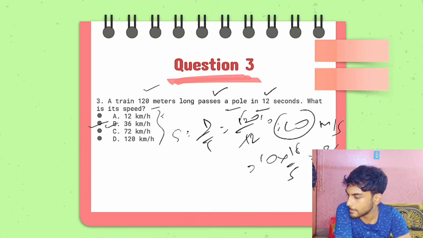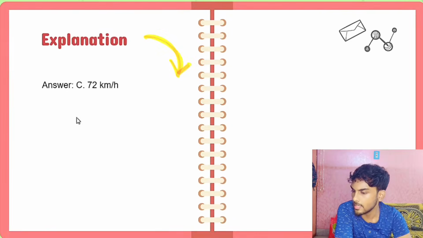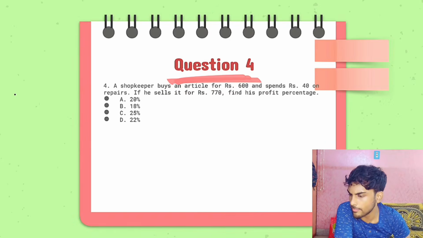You need to keep it in mind. Let's go to the next question once again. Here's the explanation. This question is from Profit and Loss. A shopkeeper buys an article for rupees 600, spends rupees 40 on repairs. If he sells it at this much price, find the profit percentage.